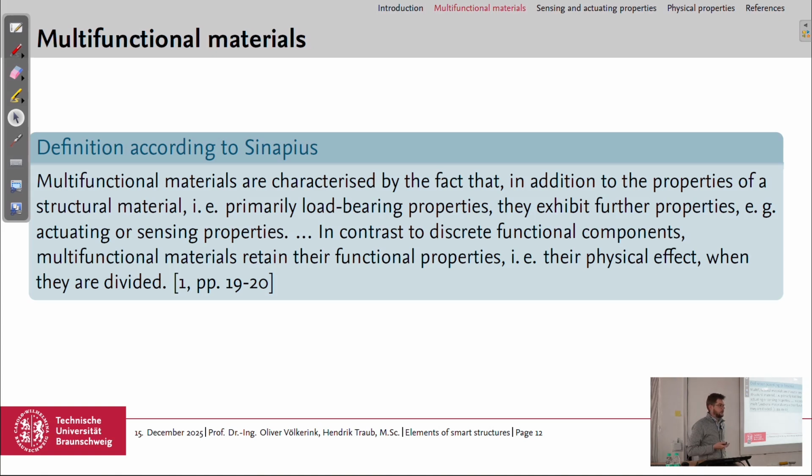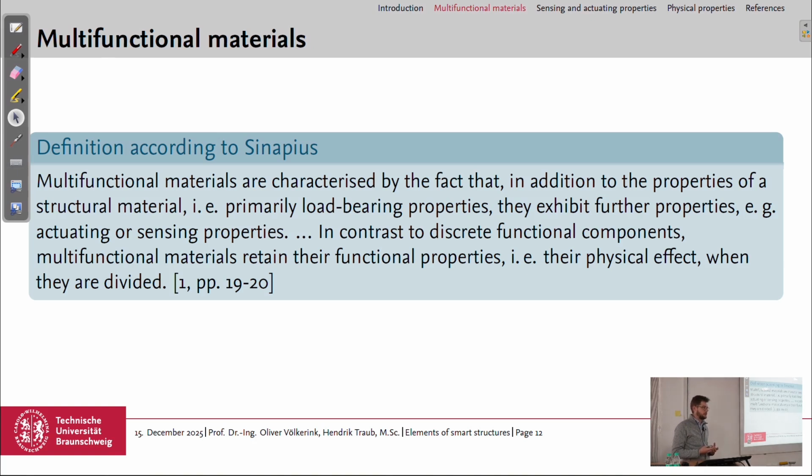What are then multifunctional materials? Multifunctional materials are characterized by the fact that in addition to properties of a structural material, so primarily load-bearing properties, they have further properties, for example, actuating or sensing properties. And in contrast to discrete functional components we use in mechatronics, for example, they retain their functional properties or their physical effect when they are divided. So it's really a material, not an element.